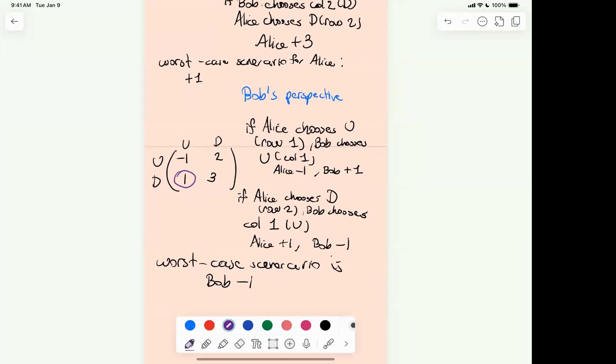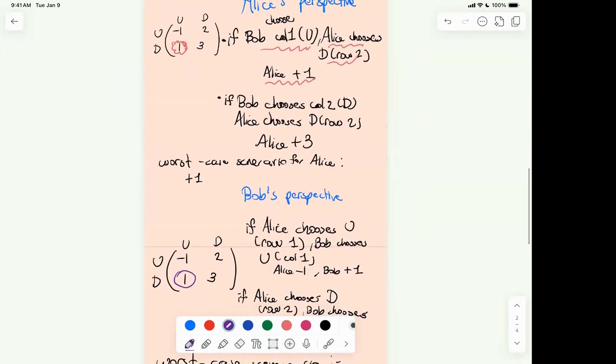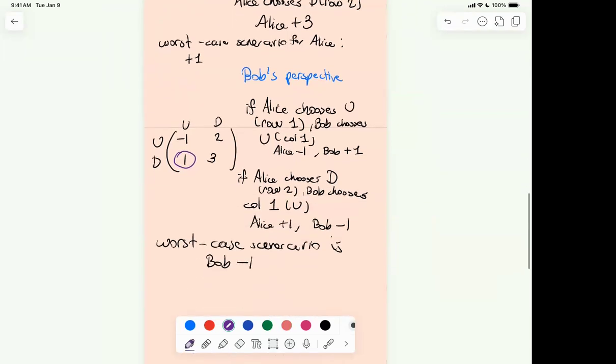Is that making sense? Now, something curious happens here, because if you notice, I'm singling out exactly the same matrix entry as before. So this is a game where both players' worst case scenario happens in exactly the same spot. You see? And that is what is called an equilibrium solution, because the worst possible outcome is the same for both people. It's sometimes called a Nash equilibrium.